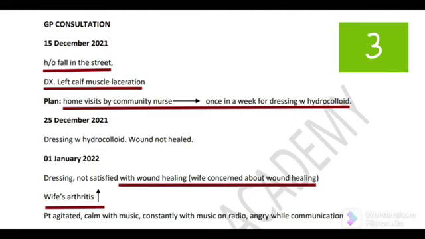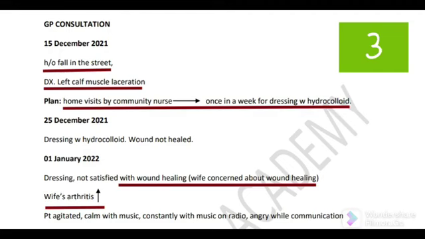It's like a scenario. We are going to start the scenario on 15 December 2021. There is a history of a fall in the street, so he has undergone the GP consultation. You will get confusion because this GP consultation has been given. The diagnosis is left calf muscle laceration. Nothing else, only laceration was there. So home visits by the community nurse have been arranged once weekly for dressing with the hydrocolloid.